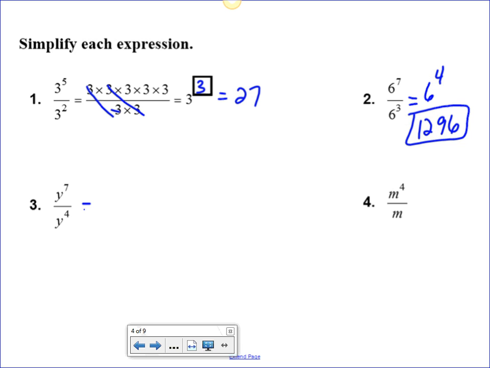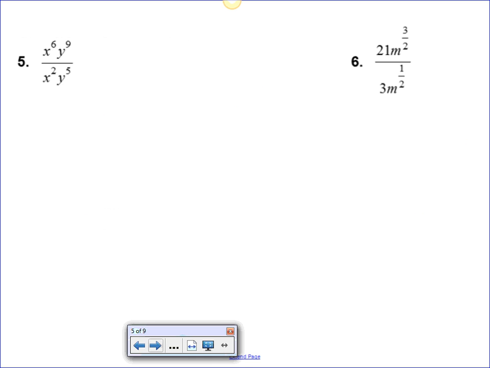Okay, let's look at this next one. So again, I asked myself, where do I have more y's at? Well, I have more y's on top, and how many more do I have? I've got 3. So I'm simply left with y to the third. Likewise on number 4, where do I have more m's? I have more on top. How many more do I have? I've got 3 more, so I've got m to the third.